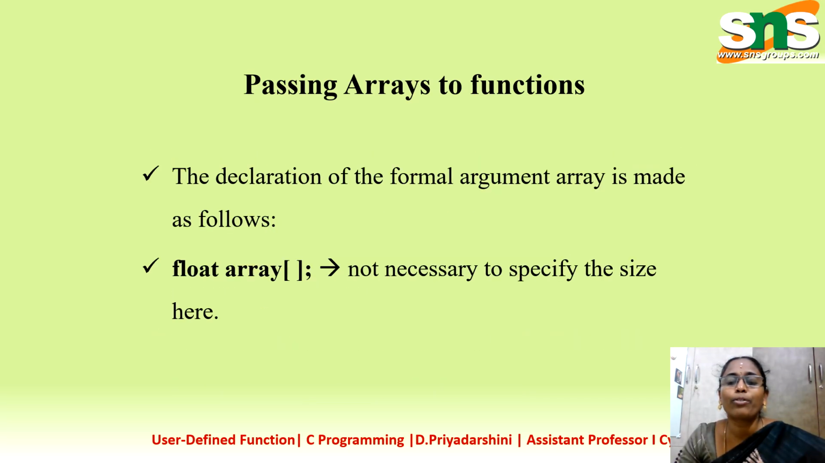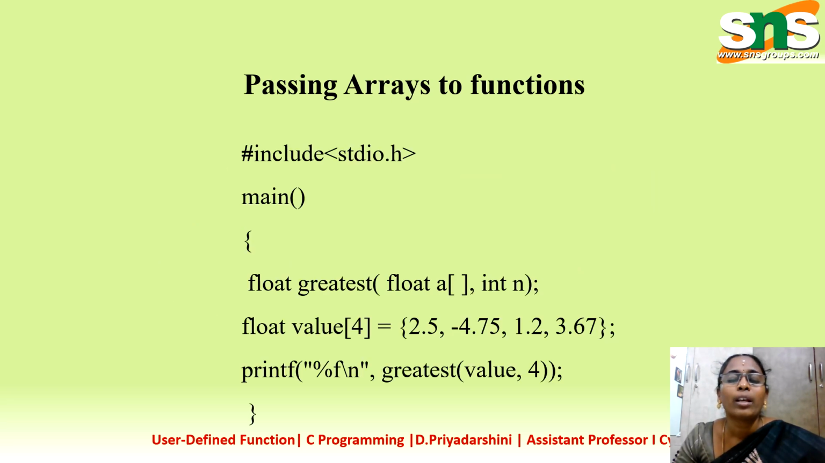The declaration of the formal argument array is made as follows: float array[]. The bracket next to the array specifies the number of values it is going to hold. Array is the name of the array, which is declared with the data type float. Here is an example program: float greatest(float a[], int n). We are going to pass the float array a to the greatest function.